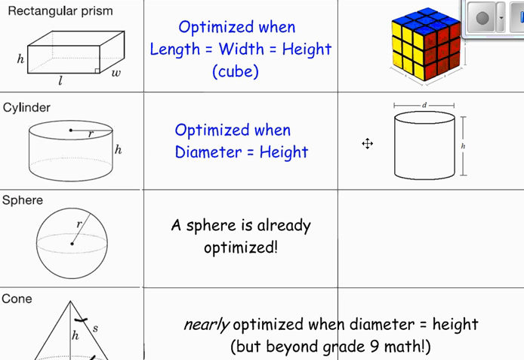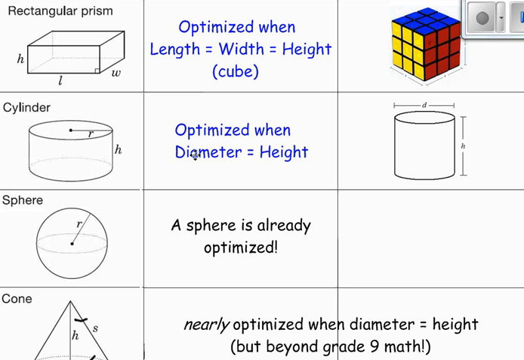In 3 dimensions, we learned that optimizing a rectangular prism occurs when the length, width, and height are all identical. Again, when all dimensions are the same, you have an optimized shape, and in this case, that's a cube. So a cube is an optimized rectangular prism. A cylinder is optimized when the diameter equals the height.